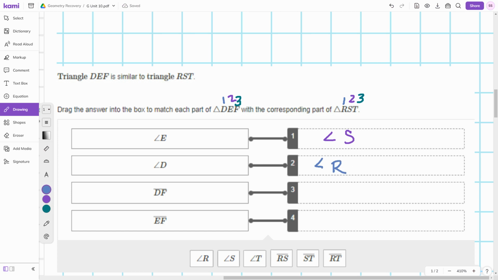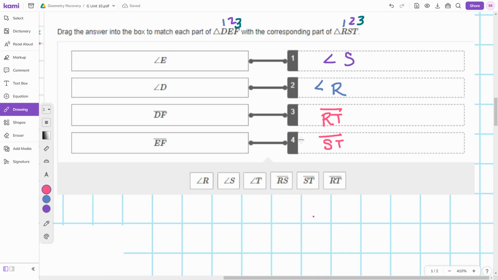DF is the first and last letters, so that's going to be RT. They're not congruent, they just correspond. That means they're in the same location. And then EF is going to correspond to ST. Correspond does not mean congruent, it just means same location.